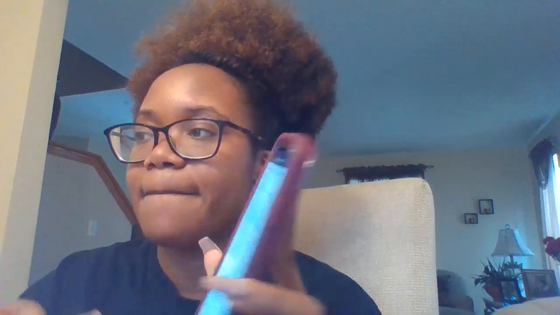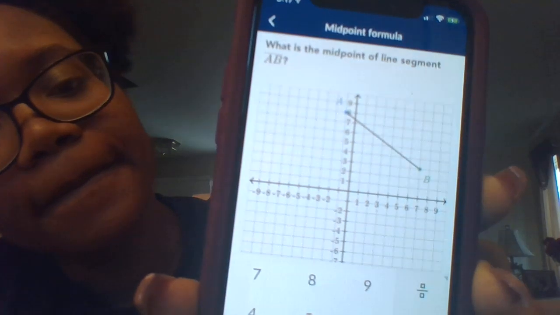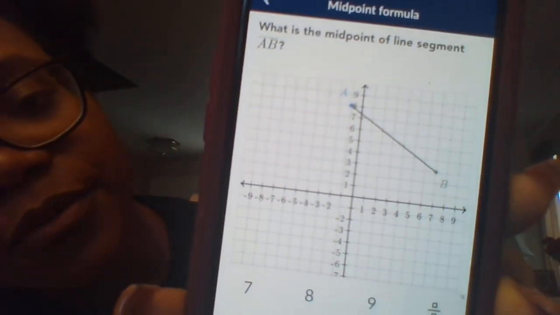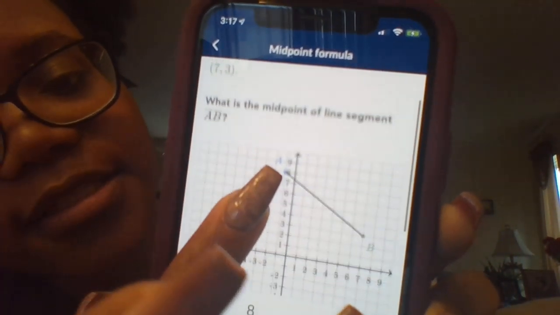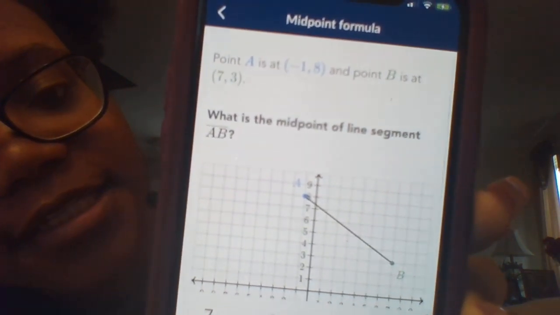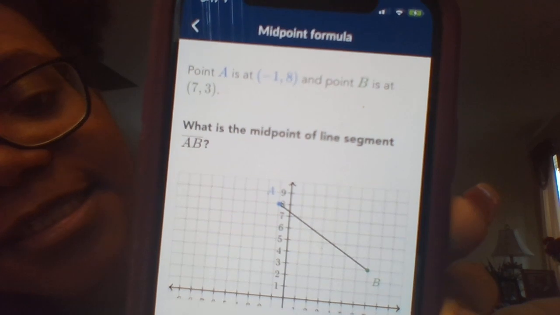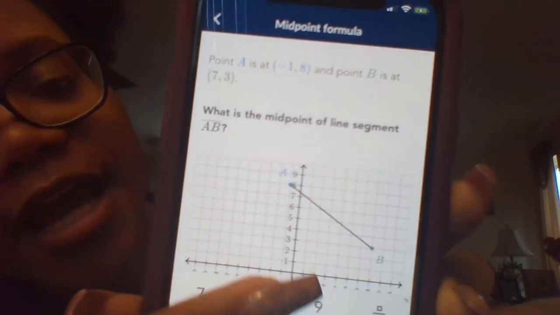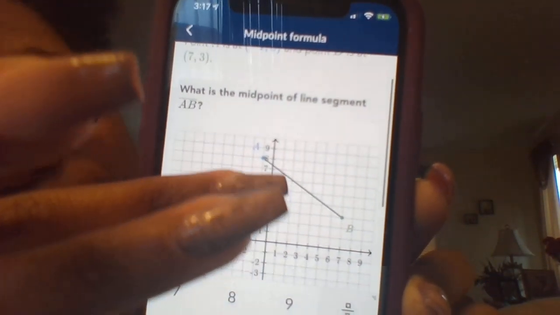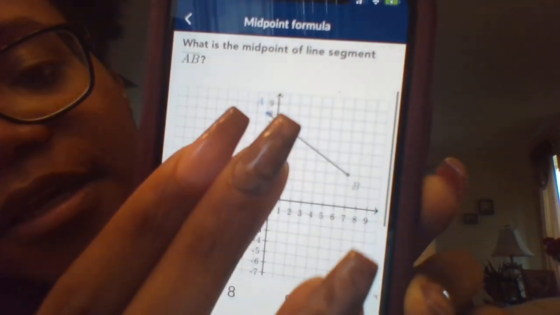Now let's look at some of the problems that were assigned in Khan Academy. So the first Khan Academy problem I had for the midpoint formula set was this one, where they gave us the points and plotted them in the plane for us. So they say point A is -1, 8, and point B is 7, 3. So they're asking us to find the midpoint of those 2 points in the coordinate plane.